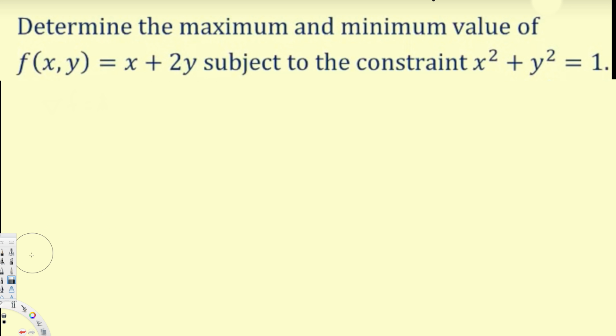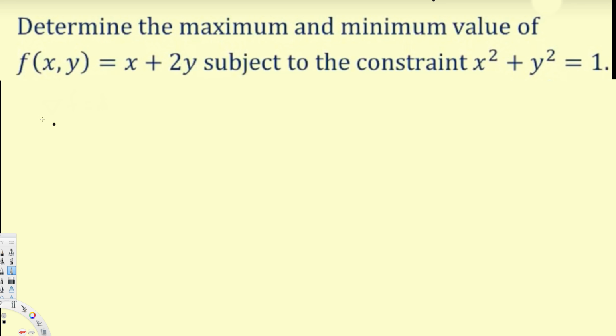What's going on, guys? In this video we are going to see how to use the method of Lagrange multipliers to determine the maximum and minimum value of a multivariable function. Here we have a multivariable function, and we also have a constraint equation. Using this multivariable function and constraint equation, we can determine the points that account for maximum and minimum.